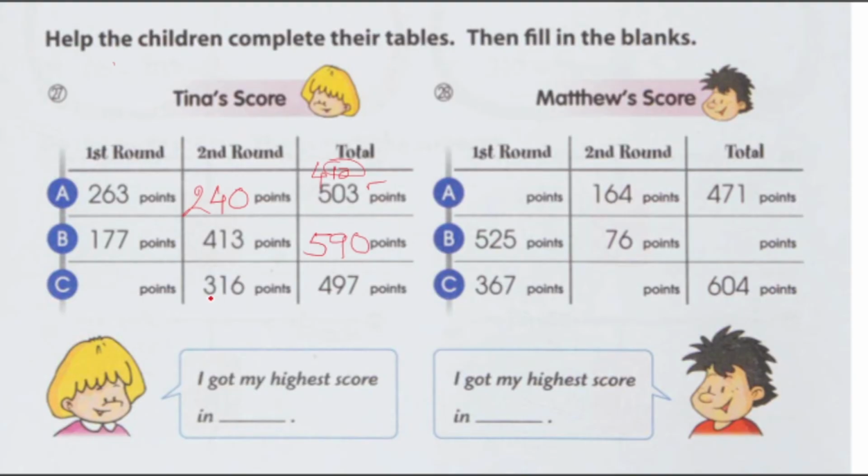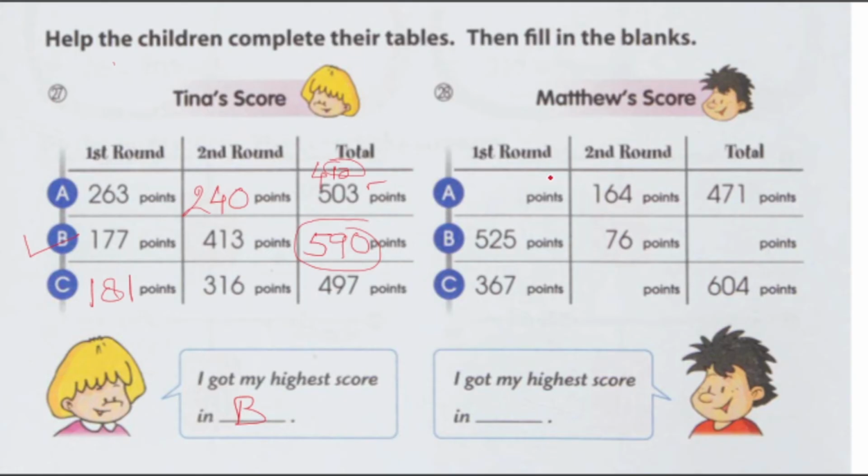In this case, we have to again do the operation like this one. That means we have to subtract 316 from 497. So 7 minus 6 is equal to 1. And 9 minus 1 is equal to 8. And 4 minus 3 is equal to 1. Now they ask in which I got my highest score. The highest score is this one, 590. This is the biggest number because this is 503, this is 497. So in B, she has got the highest marks.